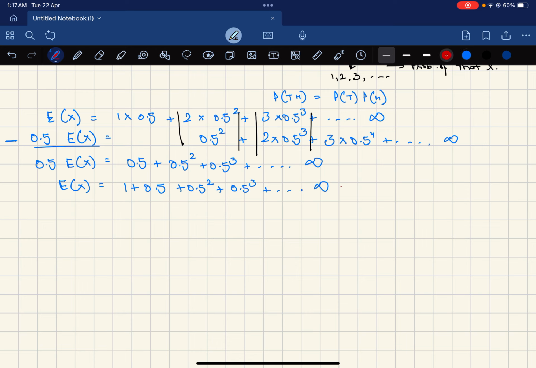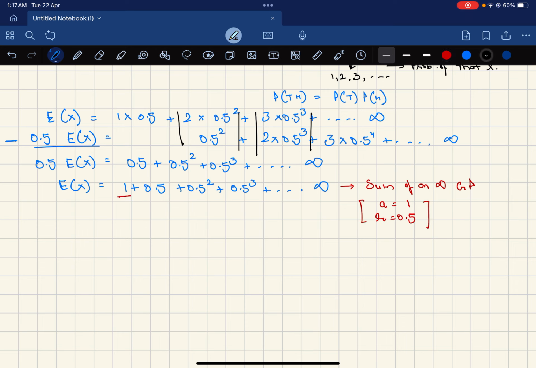Now this is nothing but the sum of an infinite GP, that is a geometric progression, with first term as 1 and common ratio of 0.5. Since we are multiplying each term from the previous term with 0.5, the common ratio here is 0.5 and the first term is clearly 1.